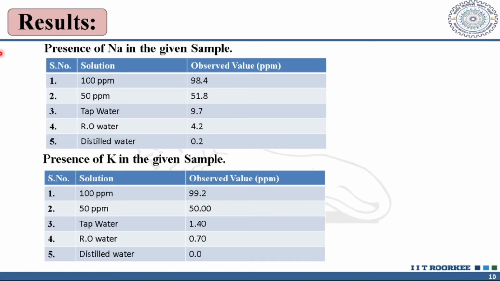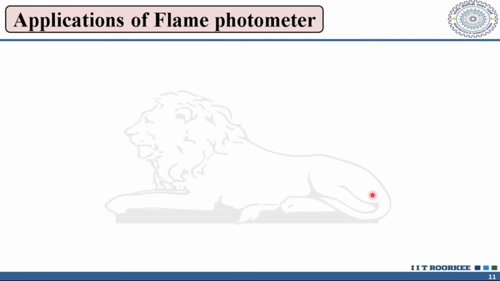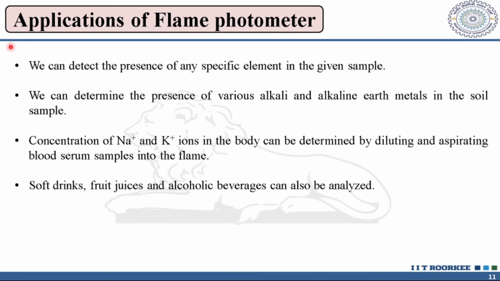Now these are the results. You can go through this. Now, flame photometer has lot of applications. Some of them are mentioned here. Flame photometer can be applied both for quantitative and qualitative analysis of elements. The radiations emitted by the flame photometer are characteristic to particular metal. Hence, with the help of flame photometer, we can detect the presence of any specific element in the given sample.